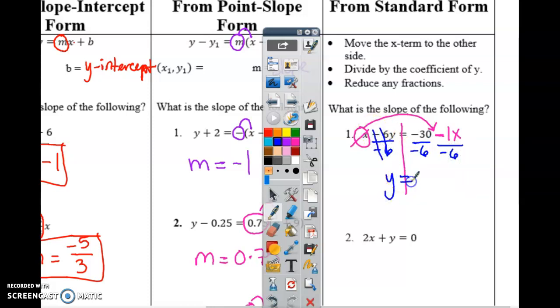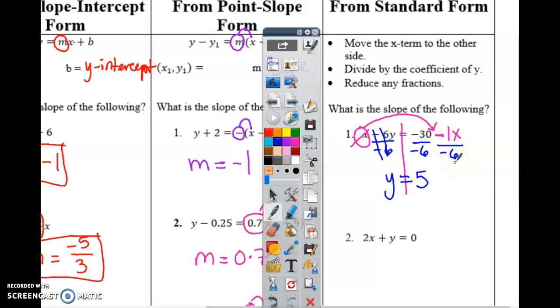Y equals. Now, this is going to be my slope because it's in y equals. So what's -30? Everybody in Desmos. -30 divided by -6. Están dividiendo. -30 divided by -6. +5. What about -1 divided by -6?